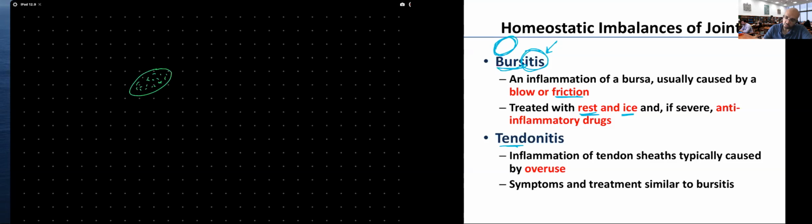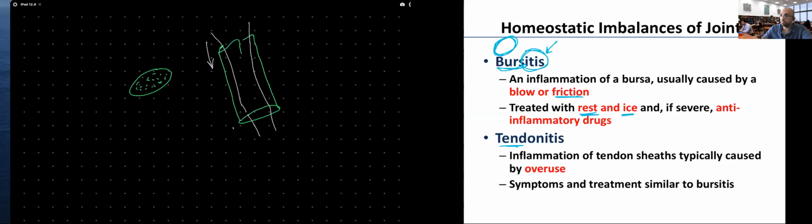Tendonitis is the same exact concept. If you remember, the tendon sheath is an elongated bursa that surrounds my tendons. With overuse of the muscles, this is going to cause severe irritation as I keep using my muscles.